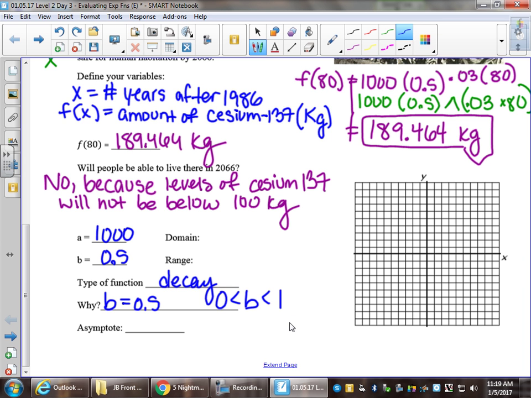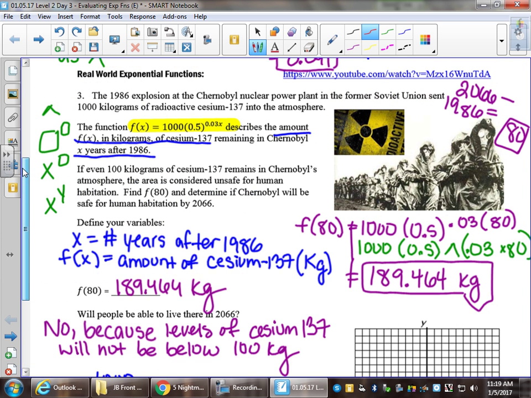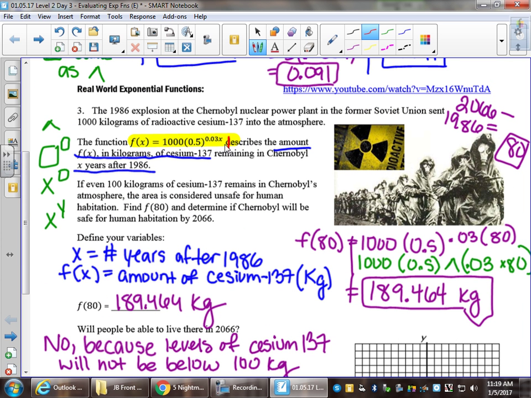Very good. Where's my asymptote? 0. Good job. Why is 0 correct? Oh, because there's no K. Yes. There is no K here, which really means I could just write plus 0. That's where K comes from. That's K.